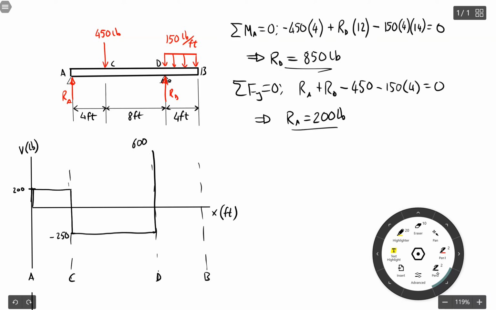We said that the change of our shear is the area under the load curve. So we've got 150 pounds per foot. What that means is the slope of our shear curve is going to be negative 150, so for every foot, 150 pounds. So this is going to slope over a distance of 4 feet. We've got 4 feet times 150 pounds, which gives us 600 pounds total. So over 4 feet, we're going to have a straight line down to 0. And we should reach 0 at the end of our beam.